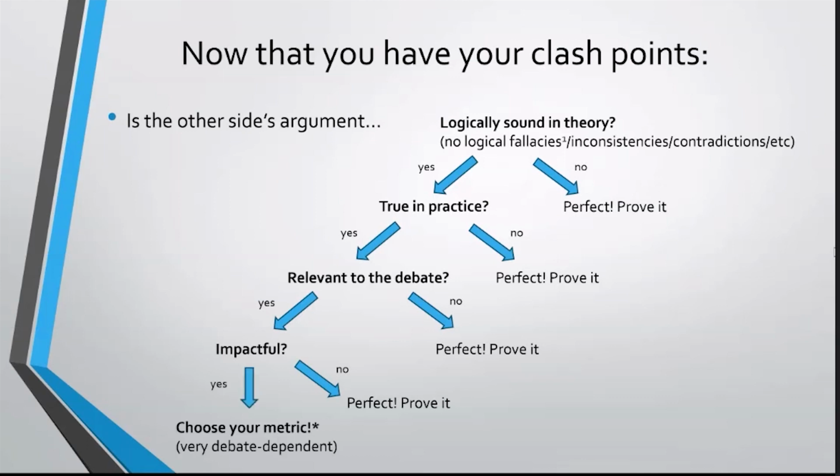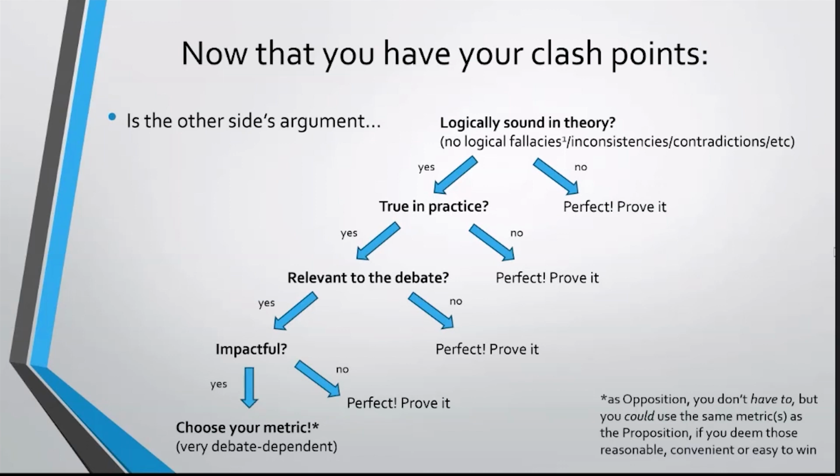And if yes, you should choose your metric. A metric is something very debate dependent. I'm going to explain exactly what it is in just a second, but I would also preface this by saying, because here I'm saying choose your metric: as opposition, you don't absolutely have to, but you could also use the same metric that the proposition has chosen to use if you deem those reasonable, convenient, or something that would be easy to win on your side.